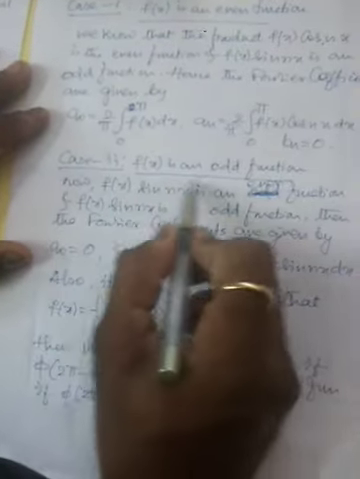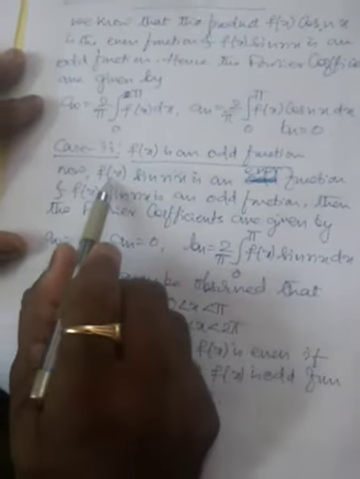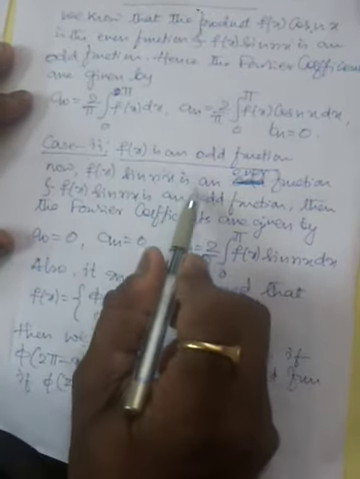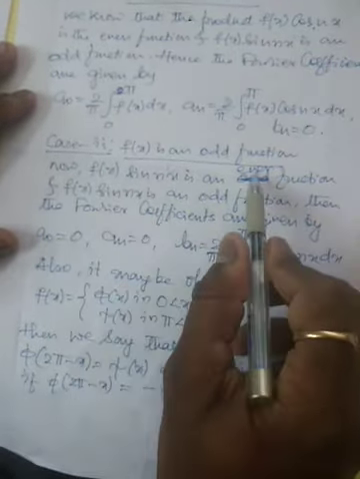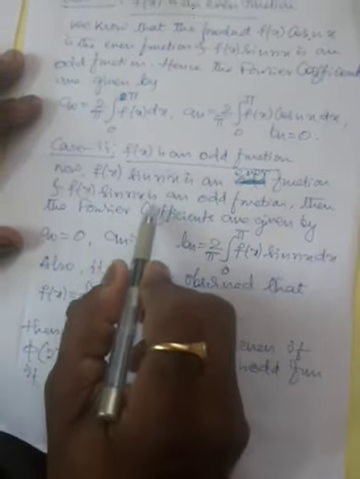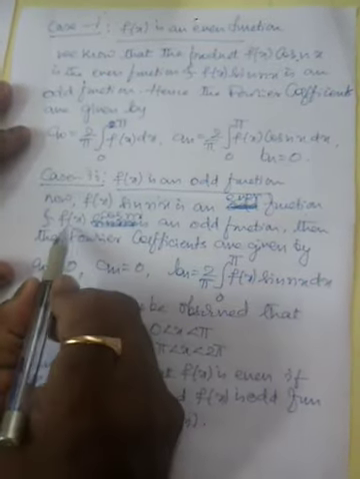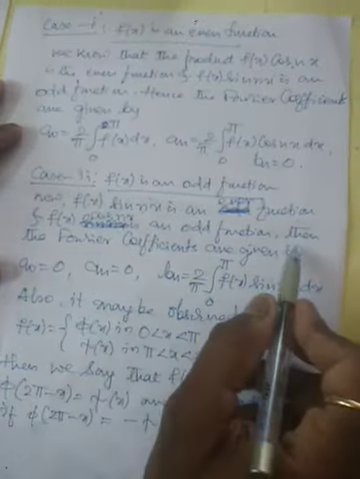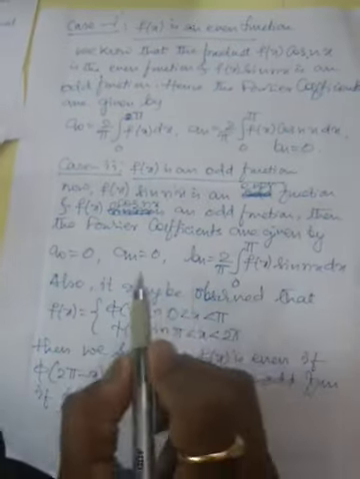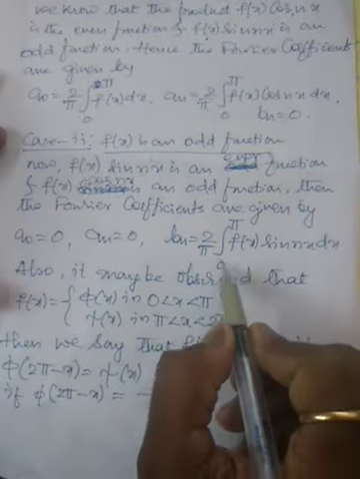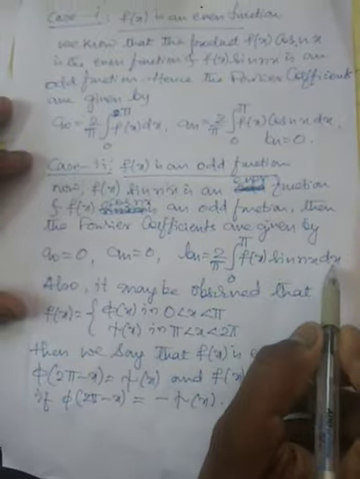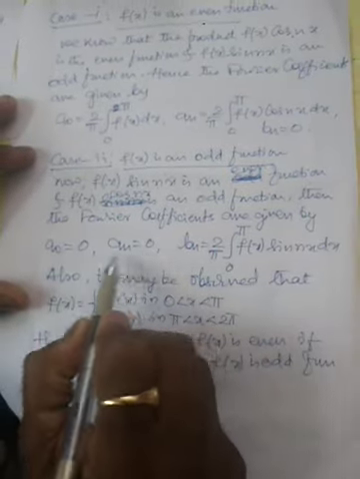Case 2, when f of x is an odd function. Here f of x is odd and sin nx is odd, and the product of two odd functions is always even. Hence f of x sin nx is an even function, and f of x cos nx is an odd function, because the product of odd and even is an odd function. Hence the Fourier coefficients are given by bn equals 2 upon pi times the integral from 0 to pi of f of x sin nx dx, and obviously a0 and an will be 0.